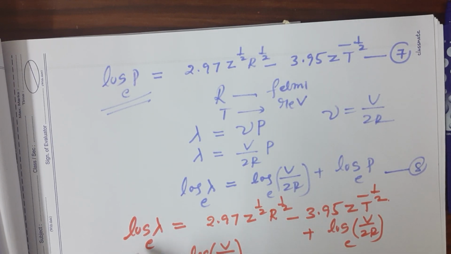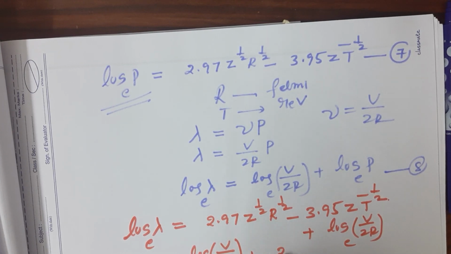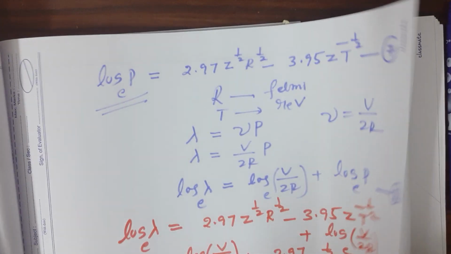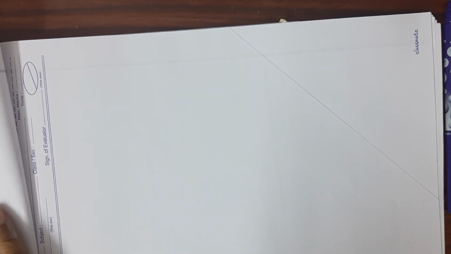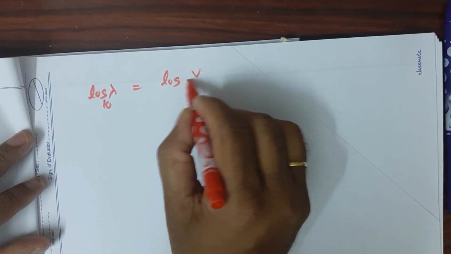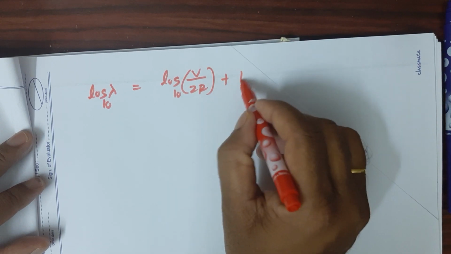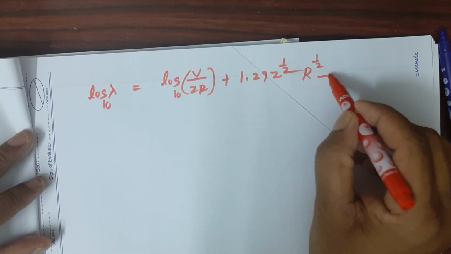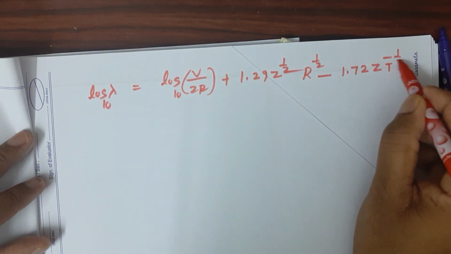So into 2.303, here also into 2.303. Dividing the whole equation by 2.303, log lambda base 10 is equal to log of v by 2r written first, plus 2.97 by 2.303 Z^(1/2) r^(1/2) minus 3.95 by 2.303 Z t^(-1/2). Then from this equation we will write log lambda base 10 is equal to log of v by 2r base 10 plus 1.29 Z^(1/2) r^(1/2) minus 1.72 Z t^(-1/2). Say this is equation 9.